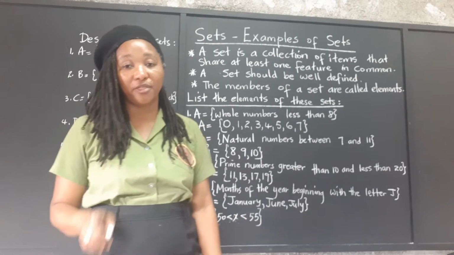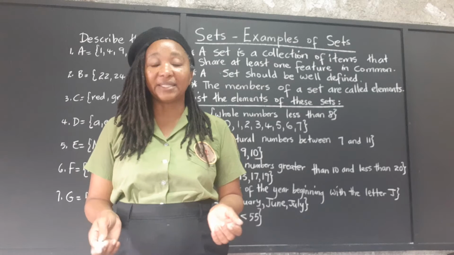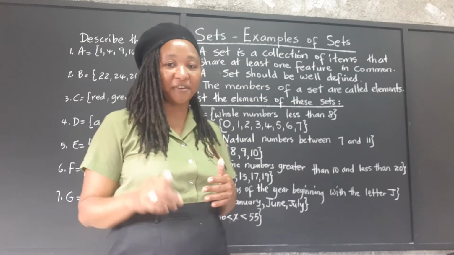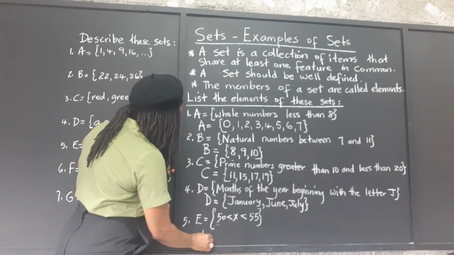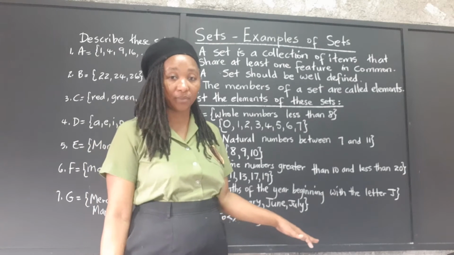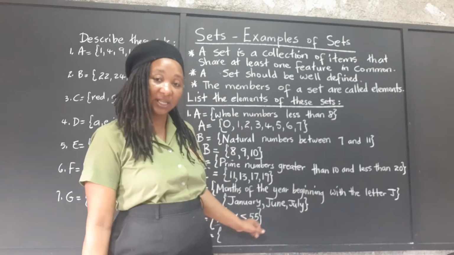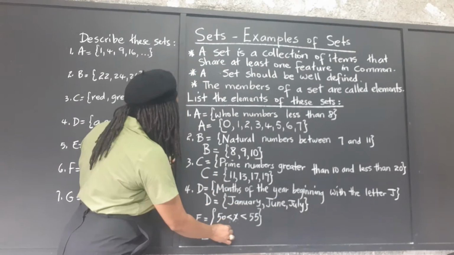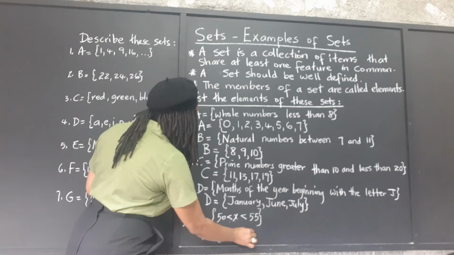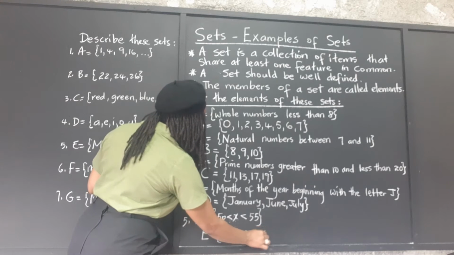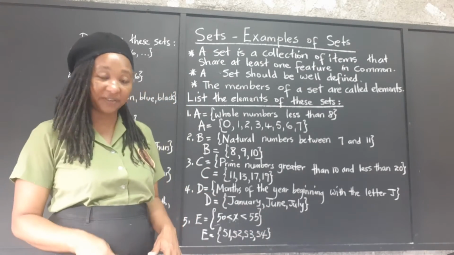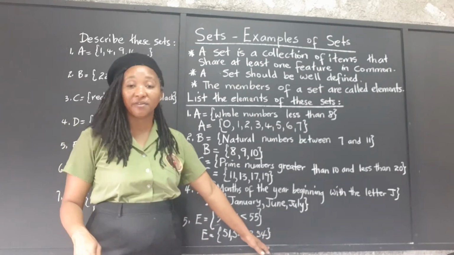So they want the numbers that are more than 50 but less than 55. What are those numbers? We're not including the 50 or the 55. Greater than 50, less than 55. So that would be 51, 52, 53, and 54. These are the numbers that are more than 50, less than 55. From 51 up to 54.